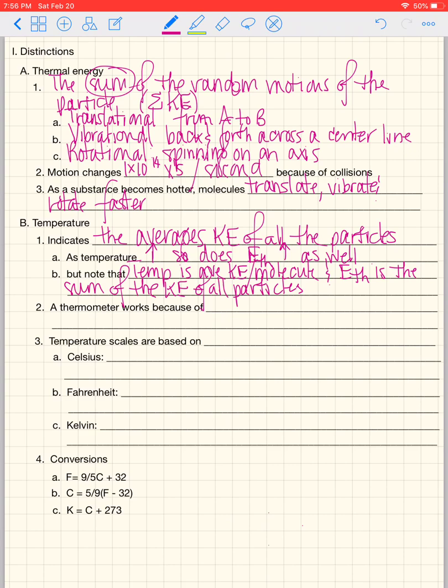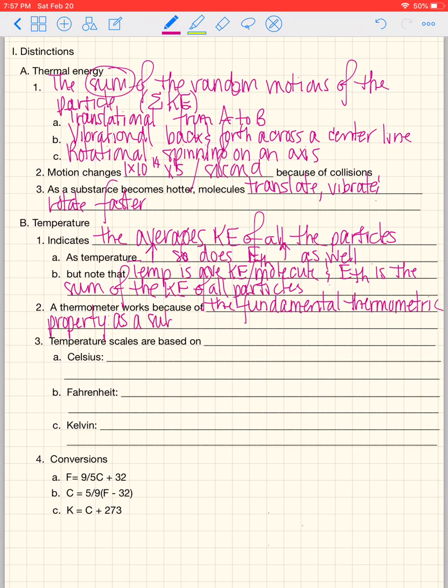A thermometer works because of a principle called the fundamental thermometric property. The fundamental thermometric property basically says that, and this is not universally true, but for what we use for a thermometer, it is going to be true, as a substance warms, it increases in length or volume.